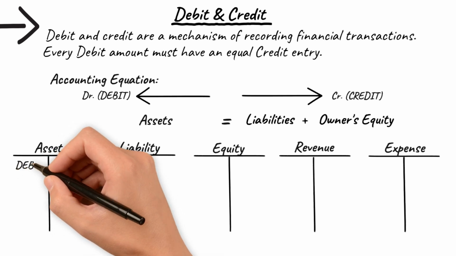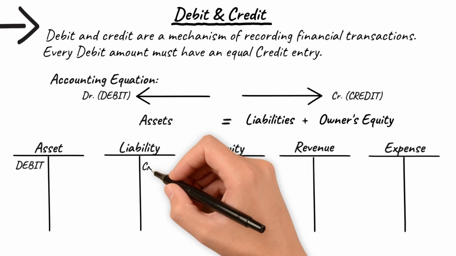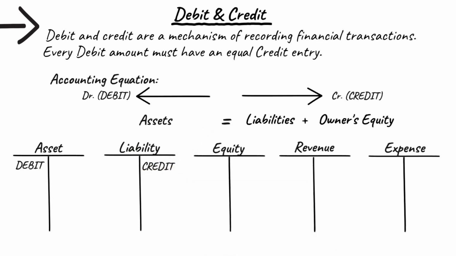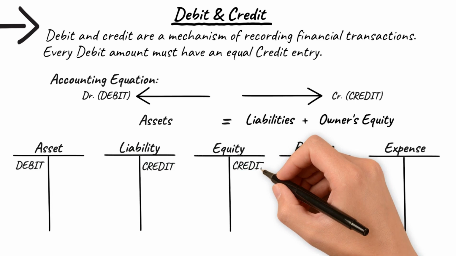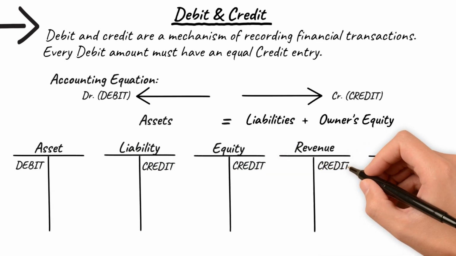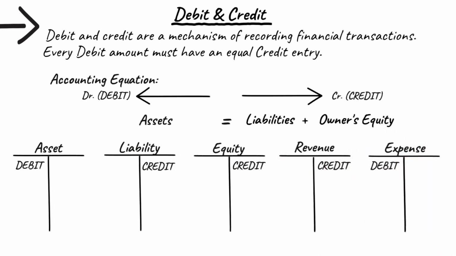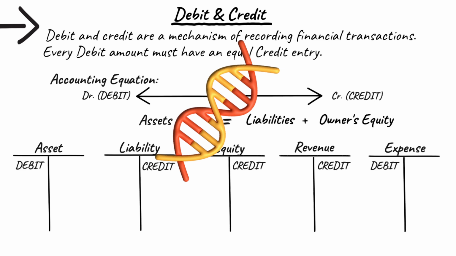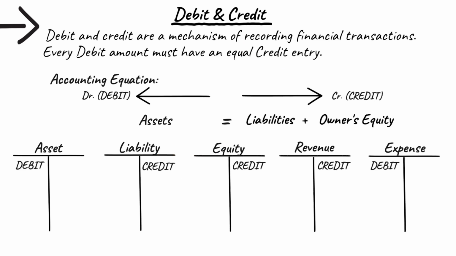The nature of asset is debit, the nature of liability is credit, the nature of equity is credit, the nature of revenue is credit, and the nature of expense is debit. Let me explain what nature means here. Nature is like DNA. It cannot be changed. Remember the rules of the game? These are the rules of accounting.